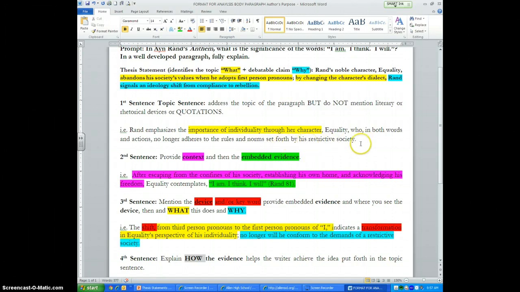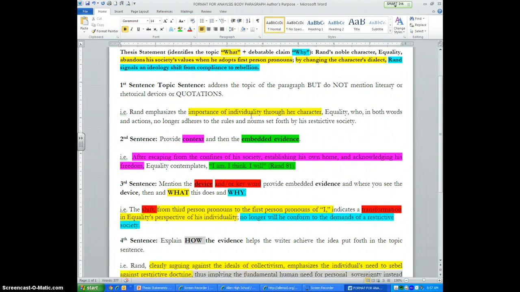Okay, so I've mentioned this restrictive society, and I have no longer adheres to the rules. That is connected to the rebellion. And then the individuality here is the adoption of the first person pronouns. Please notice in my topic sentence, there are no literary terms, rhetorical devices, or quotations. It's just simply what you believe as the writer you're supposed to be writing about in that paragraph.